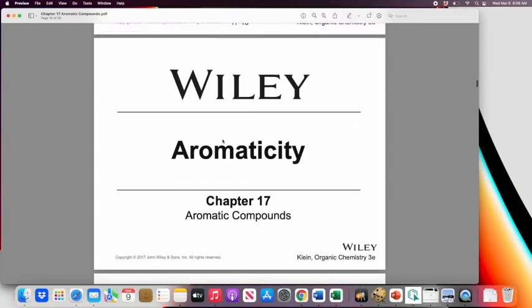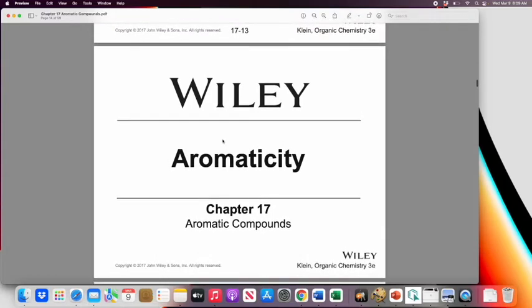We're going to talk about this concept of aromaticity. So what is it that makes a molecule aromatic? We got some rules. There's really only 2 rules that we got to learn here.